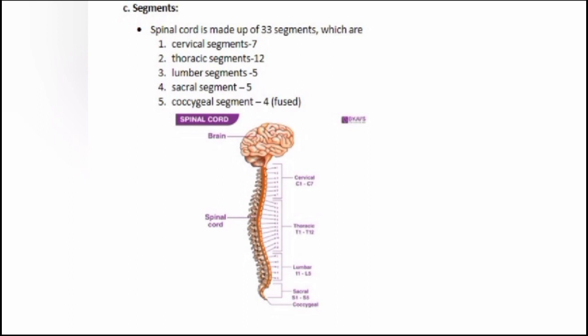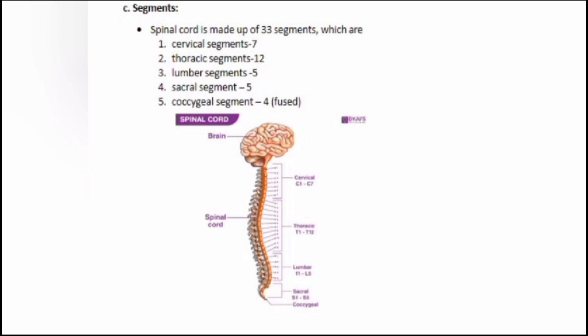Below the lumbar enlargement, there is a terminal part called the conus medullaris. So this is lumbar and cervical. After that, in the middle you can see the thoracic. From the name itself you can understand the thoracic segments supply the thoracic region.